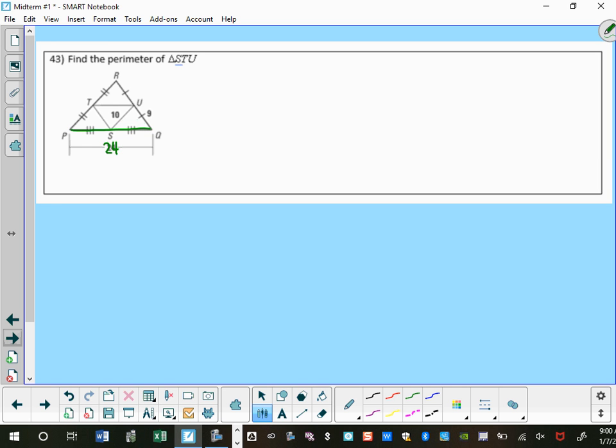Guys, seriously, come on. You have to know what half of 24 is. Oh, wait. It's 12. All right, RQ, they said that UQ was 9, so what's RU going to be? 9. So this whole side is going to equal what? 18.